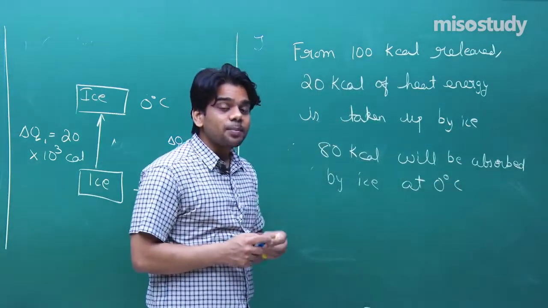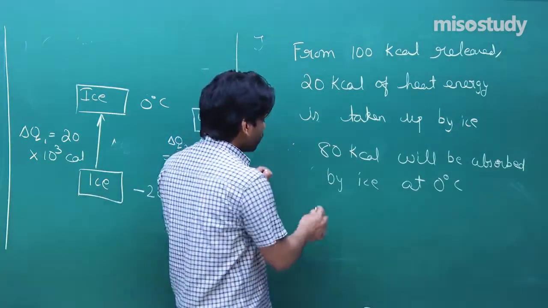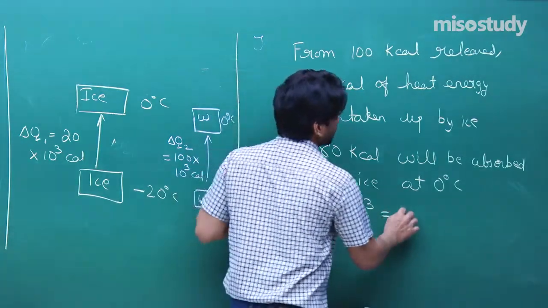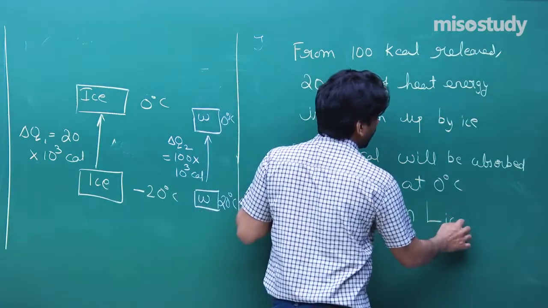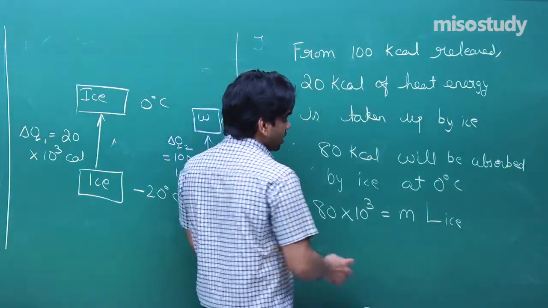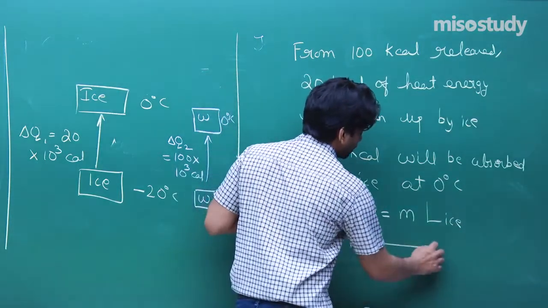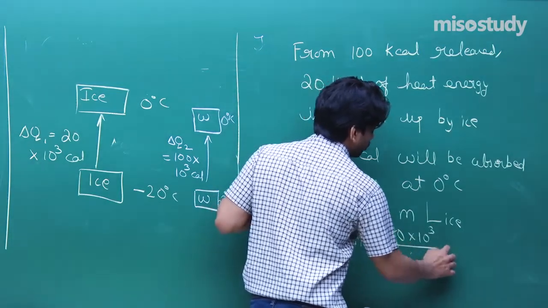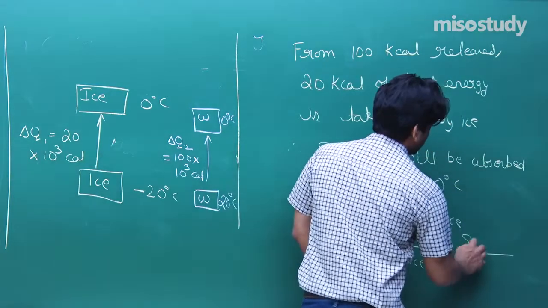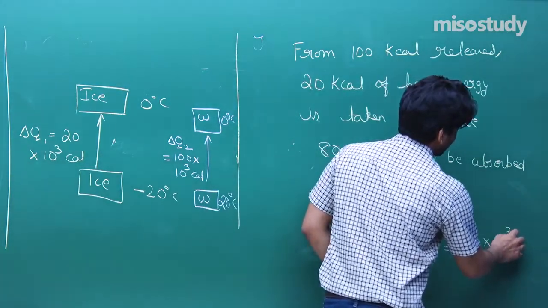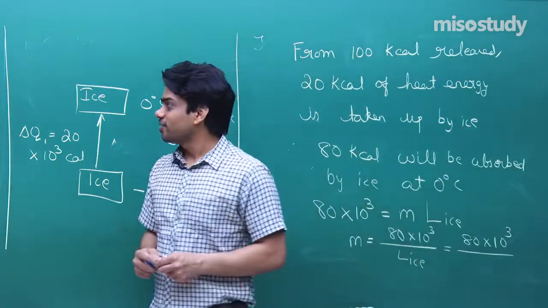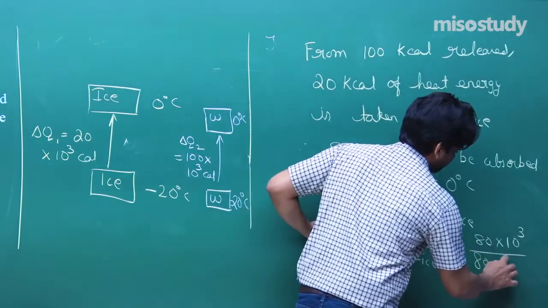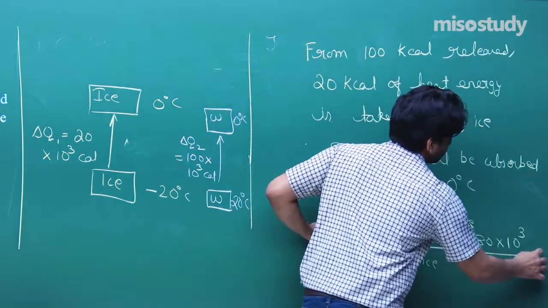Now you see, let's say some mass of ice is converted into water. So you will be having 80 kilocalorie, 80 into 10 power 3 is equal to mass that gets converted into latent heat of fusion of ice. This is what we can actually write. So M will come out to be 80 into 10 to power 3 divided by latent heat of fusion of ice. So 80 into 10 to power 3, and latent heat of fusion that is given as 80 kilocalorie per kg. So this comes out to be 1 kg.